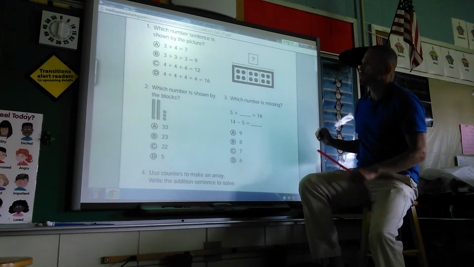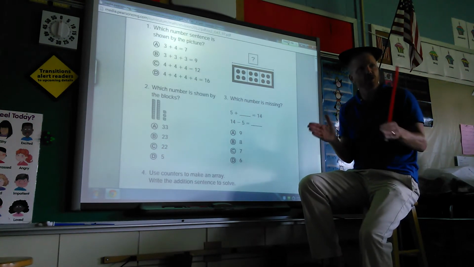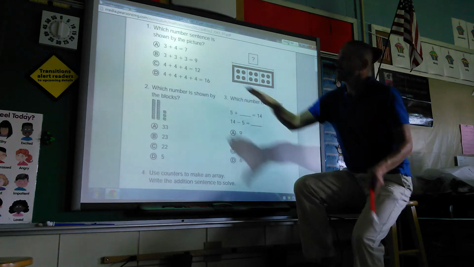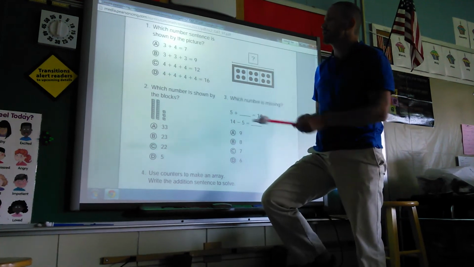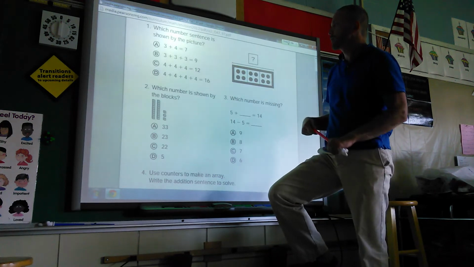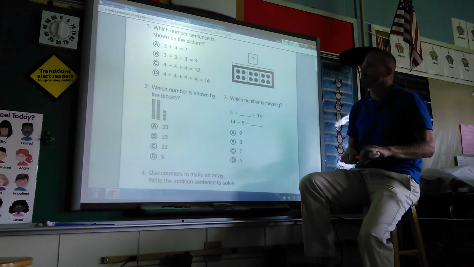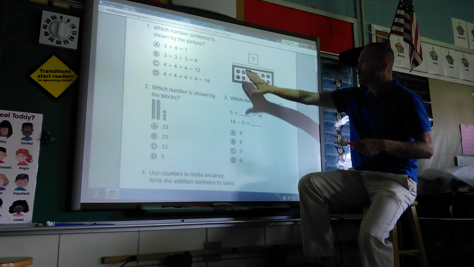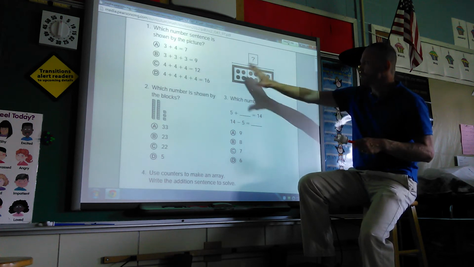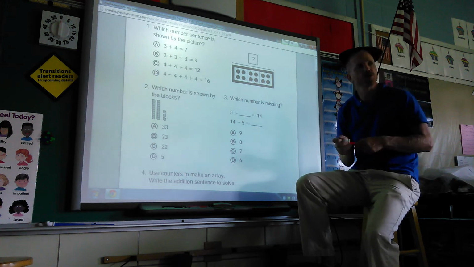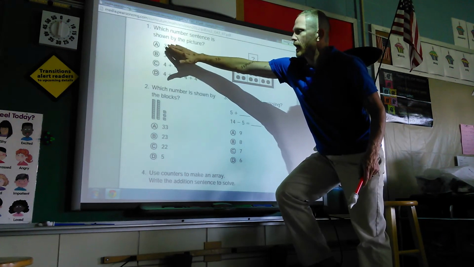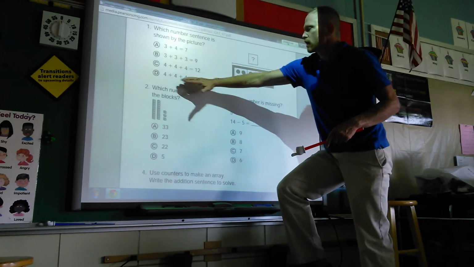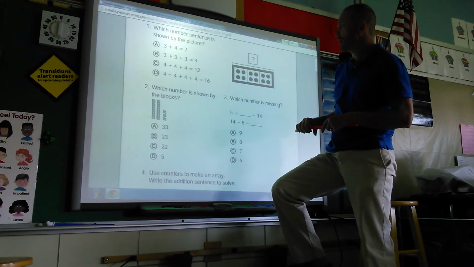So let's look at the first one. You should have your worksheet out as well, watching the video with the worksheet right next to it. It says, which number sentence is shown by the picture? So we're going to look over here at this picture, and I want them to start thinking about what this is showing. How many groups is this showing? What is this showing in each group? And it doesn't have the whole number. So now let's look over here at A, B, C, or D. They're going to look at these, and I want you to see which one matches.